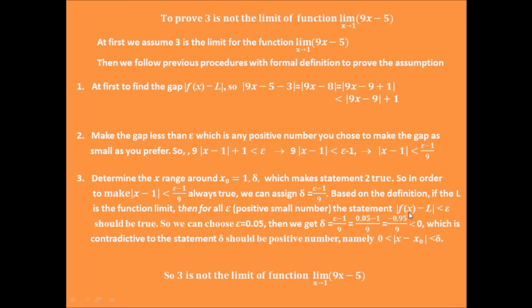Based on the definition, if L is the function limit, then for all positive epsilon, the statement that the absolute value of f(x) minus L is less than epsilon should be true. So we can choose epsilon equals 0.05. Then we get delta equals epsilon minus 1 divided by 9, equals 0.05 minus 1 divided by 9, equals minus 0.95 divided by 9, which is a negative number, which contradicts the requirement that delta should be a positive number. So 3 is not the limit of the function 9x minus 5 as x approaches 1. This is all for today. Thank you for watching.